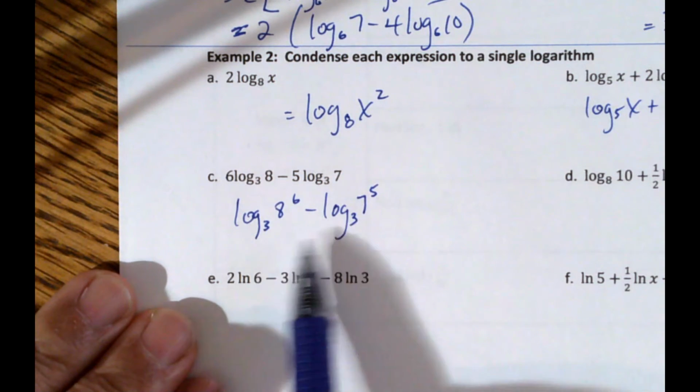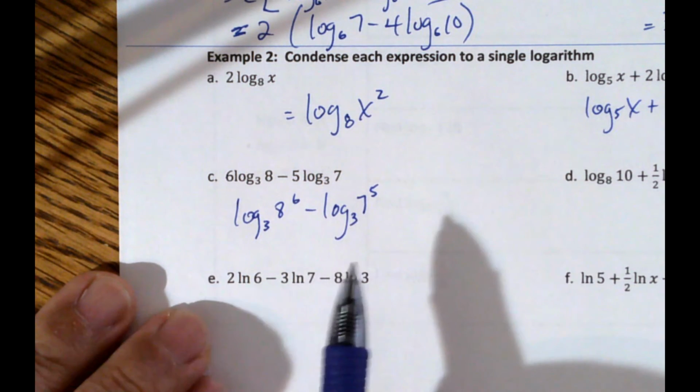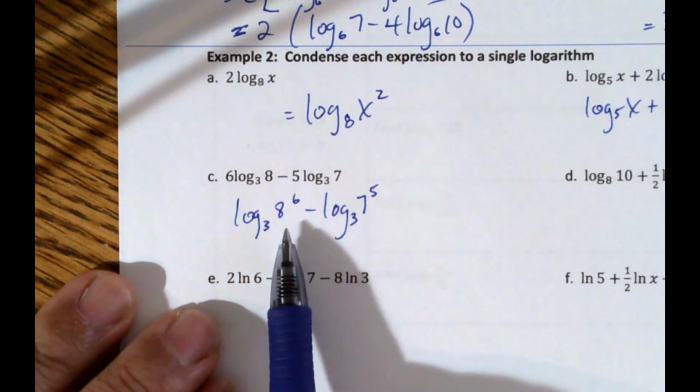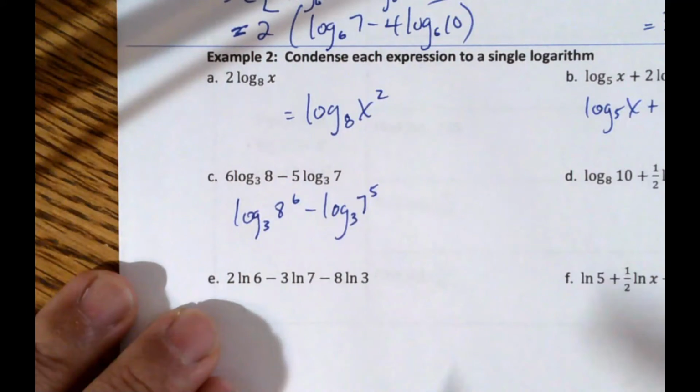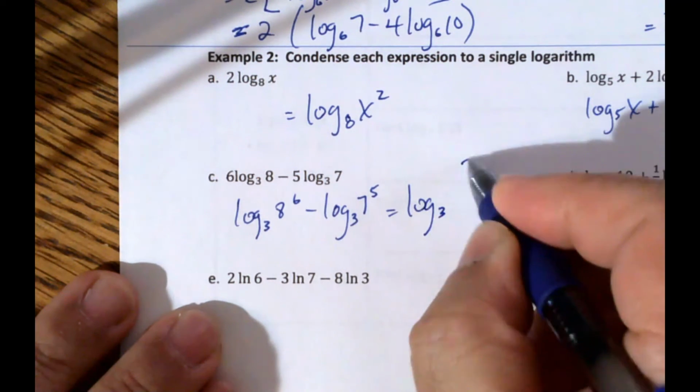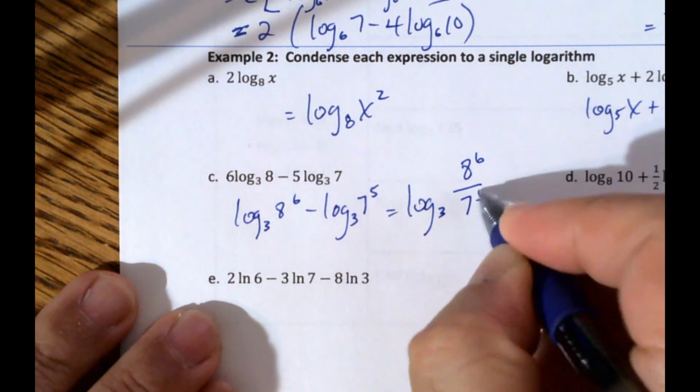All right, I haven't been saying much about the base. As long as they're the same, you're safe, right? Nothing special. It doesn't affect the way you do the problem. So now we have a minus sign, so that means I'm going to rewrite that as a fraction. So it's log base 3 of 8 to the 6 over 7 to the 5th.